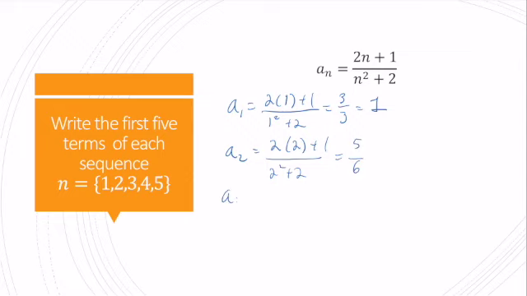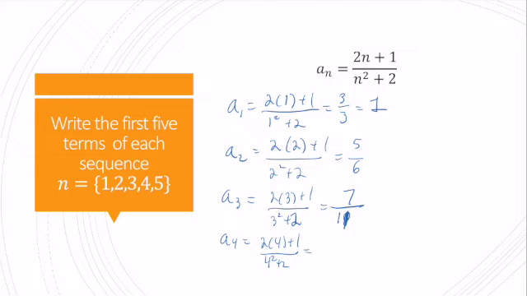A sub 3 is going to be 2 times 3 plus 1 over 3 squared plus 1. So my denominator is 10. Nope, it's plus 2. My denominator is 11. And my numerator here is 7. A sub 4 equals 2 times 4 plus 1 over 4 squared plus 2. That gives me 9 over 18, which is 1/2. And then I have a sub 5, which equals 2 times 5 plus 1 over 5 squared plus 2. So I would get 11/27.